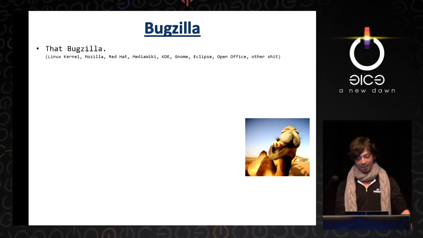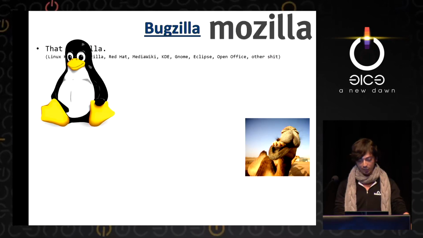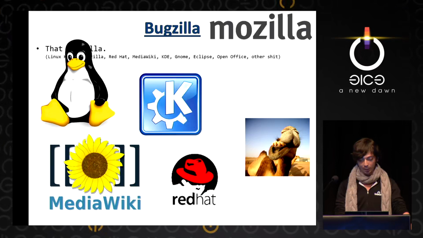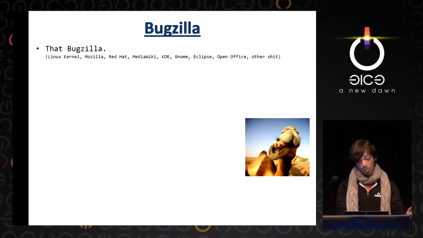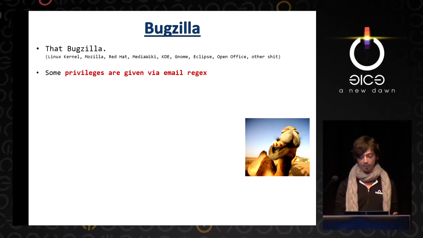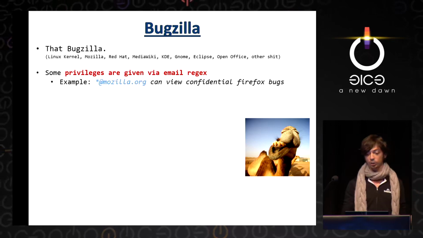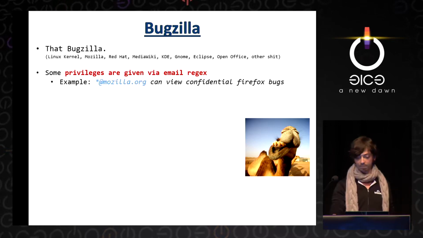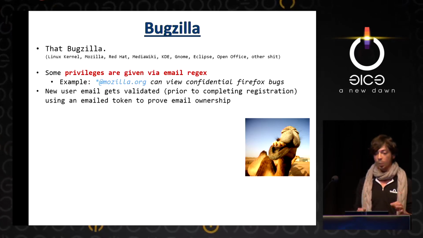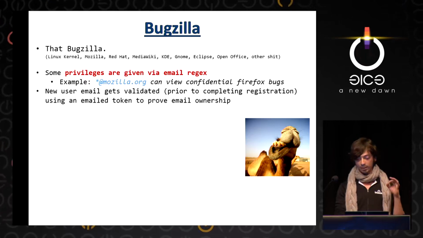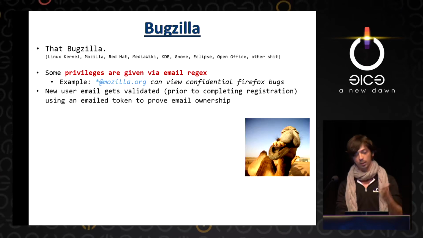Bugzilla. That Bugzilla. The one that manages bugs for the Linux kernel, Mozilla Foundation, Reddit, MediaWiki, KDE, GNOME, Eclipse, OpenOffice, and tons of other companies. In Bugzilla, some privileges are given via a regex performed on the email address. For example, any user under mozilla.org gains privileges that allow viewing confidential Firefox bugs. A new user gets validated prior to the actual registration using an email sent to their mailbox containing a token used for continuing the registration in order to validate the address, right?